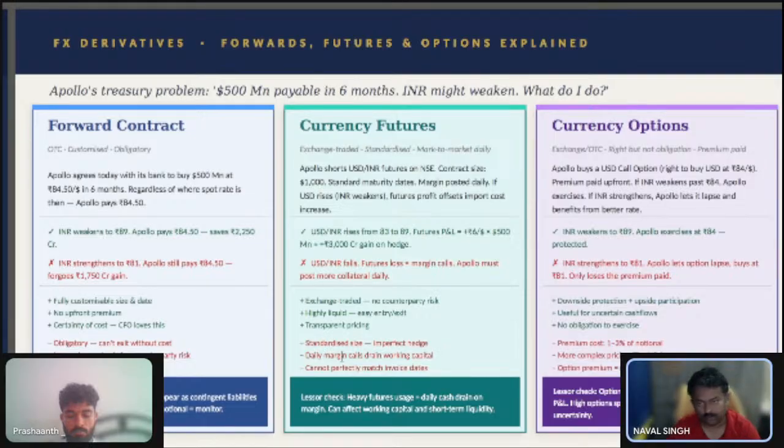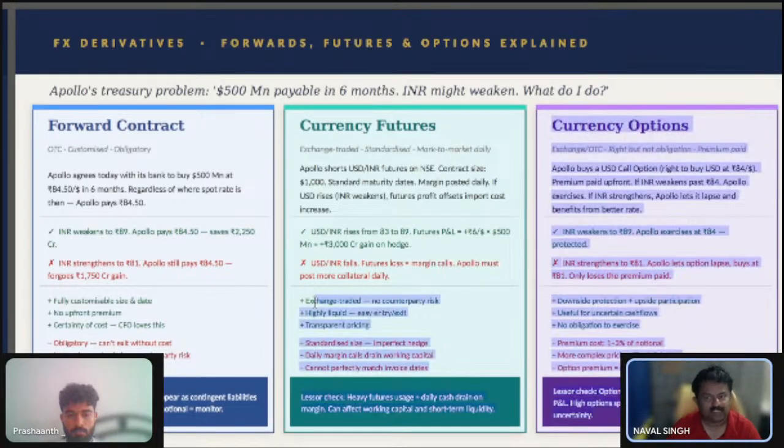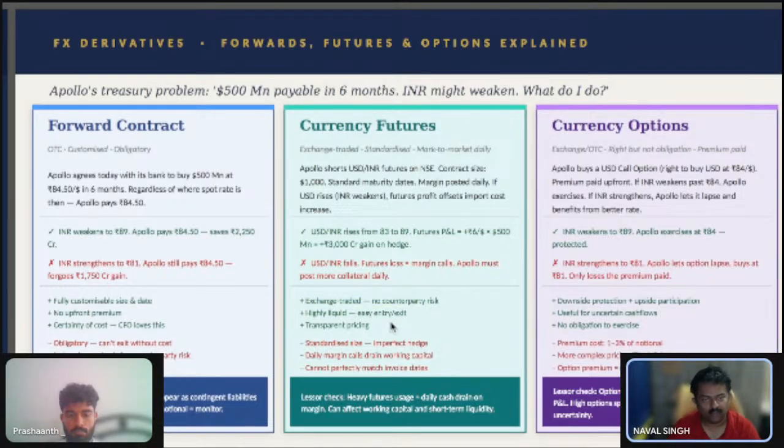The beauty of this is they are exchange traded, so there is no counterparty risk. The moment they feel they are in trouble, they can sell it and move on. Highly liquid, so they can exit. The pricing is transparent, everyone can see. The bad part about this is if MRF or other companies know what Apollo is doing, they can take an absolutely opposite position against them and bankrupt their competitors by deliberately bidding against whatever options they are purchasing. Standardized size, imperfect hedge, daily margin calls happen, they cannot perfectly match invoice dates.